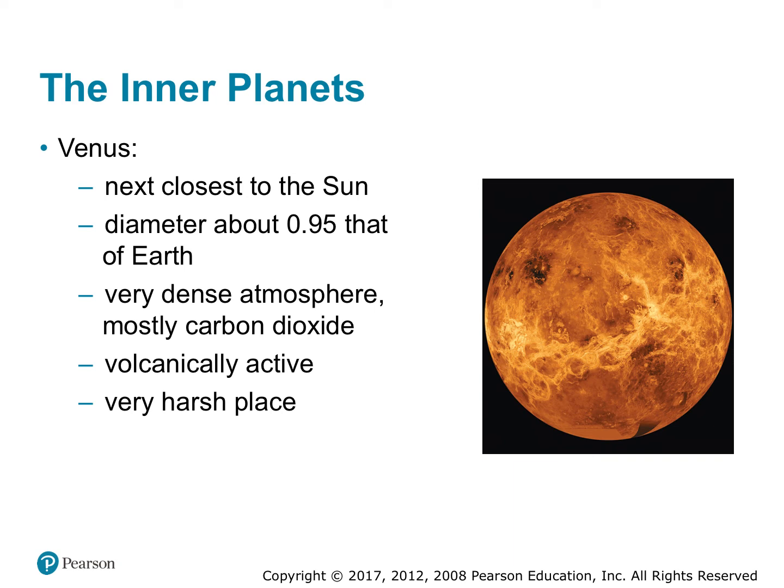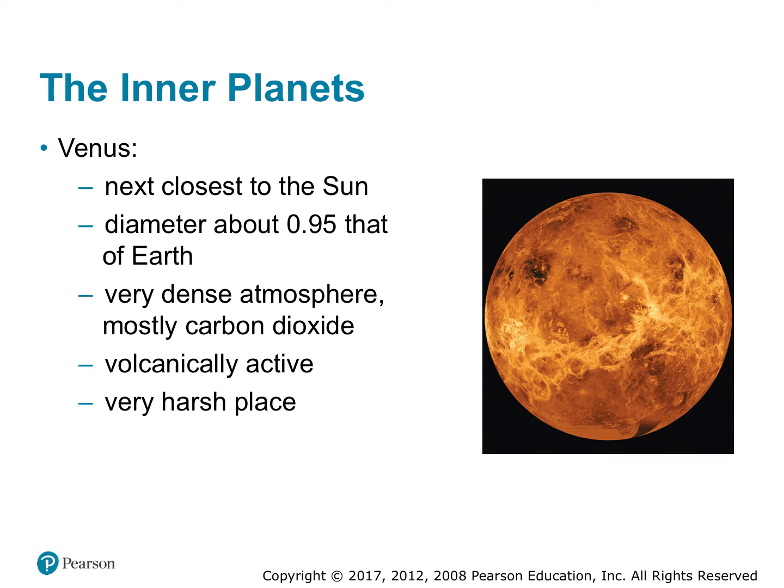Now, the next inner planet is the planet Venus. It's the next closest to the Sun, and its diameter is about 95% the diameter of the Earth. So Venus is about the same size as the Earth, and it's made up of basically about the same stuff that the Earth is made out of. In that sense, sometimes people call Venus Earth's twin. Yet, because of the surface conditions there, people will go one step further and call it Earth's evil twin.